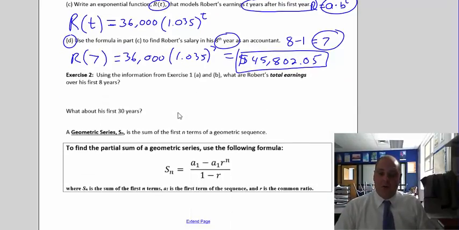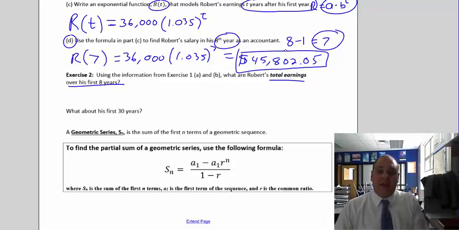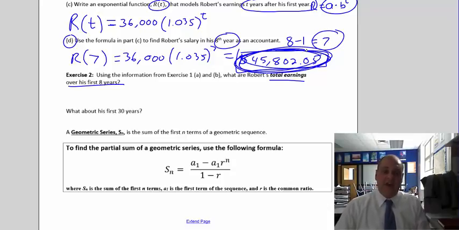In exercise 2, what we want to do is try to find the total amount of money that Robert earned, total earnings, in his first 8 years. So he made $36,000 the first year. He made some amount the second year, some amount the third year. He keeps making more every year. The 8th year he made this, we said, but we don't know how much he made year 2, year 3, year 4, year 5, year 6, and year 7. We do know year 8.